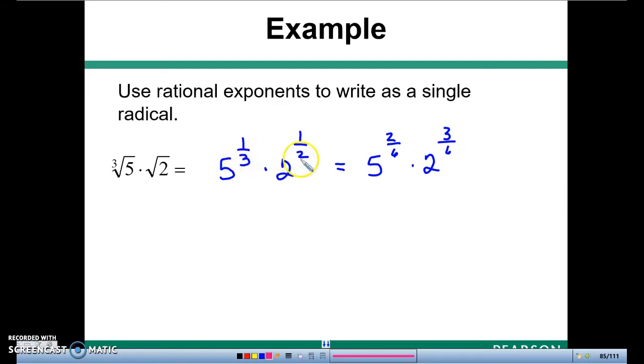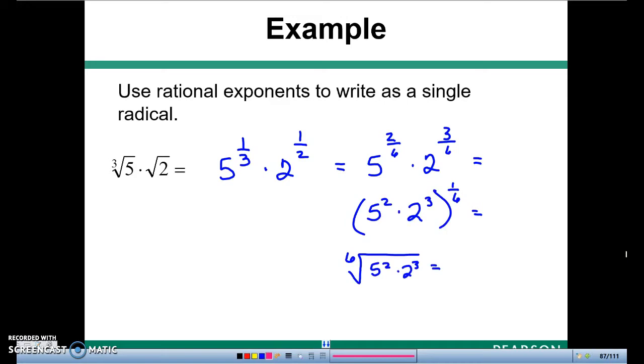I'm going to create common denominators here. This is kind of tricky. So between the 3 and the 2, your common denominator is 6. Common denominator of 6 means this is going to be a 6th root and this is going to be a 6th root. Well, why don't we pull that common denominator of 6 out like this, which means we're going to take the 6th root of this whole thing and then simplify your radicand.